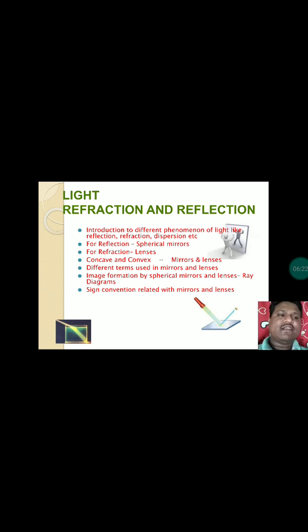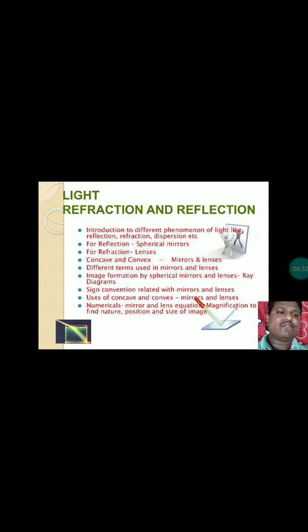And sign convention related to mirrors and lenses, which forms the basis of numerical problems based on mirrors and lenses. We have the uses of concave and convex mirrors as well as lenses. Then we have two famous equations, the mirror equation and the lens equation, on the basis of which we are going to solve the numericals in this particular chapter.